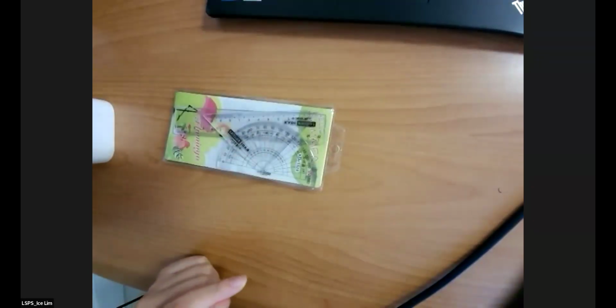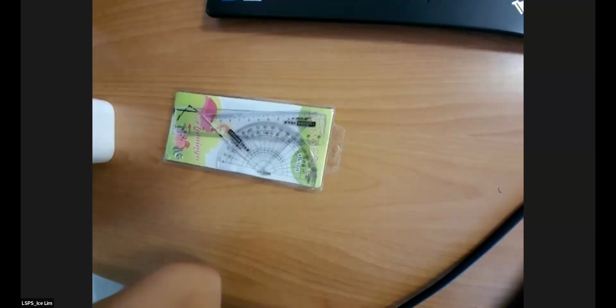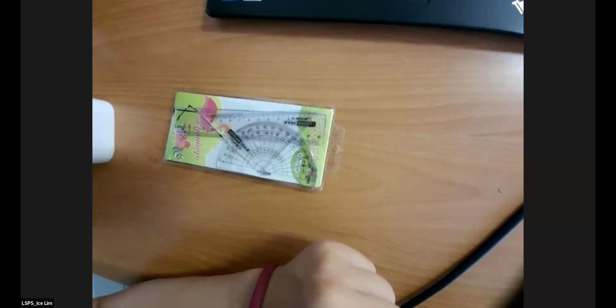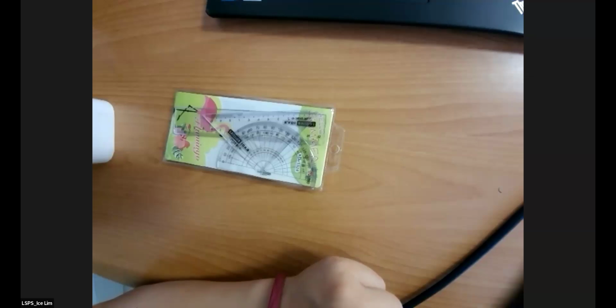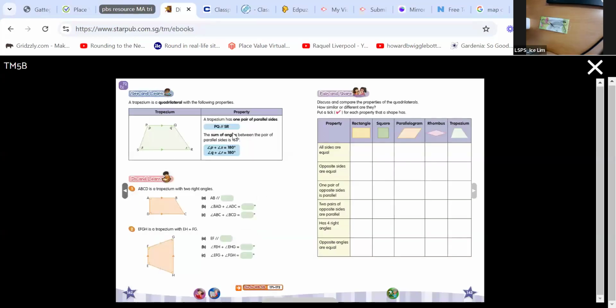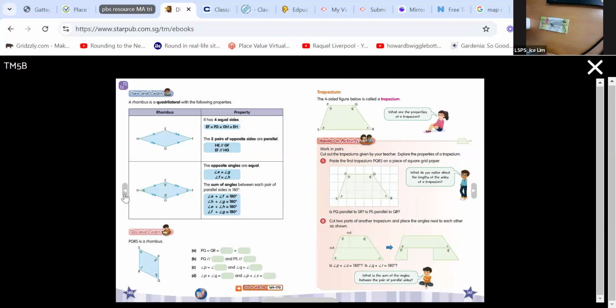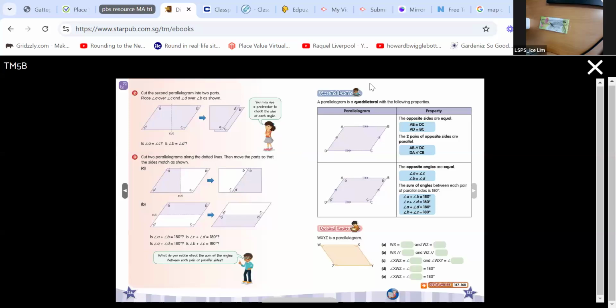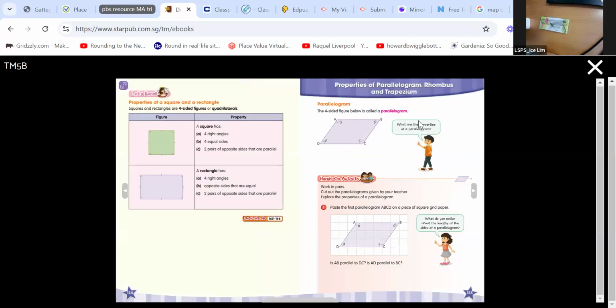Let me share screen. If you have your textbook, it will be helpful because your textbook has all the very helpful information. This one. All right, so in your textbook, if you read your textbook diligently, you will have all the things that you have been finding out, reading up on SLS, as well as putting onto your Google Classroom about the four-sided figures.